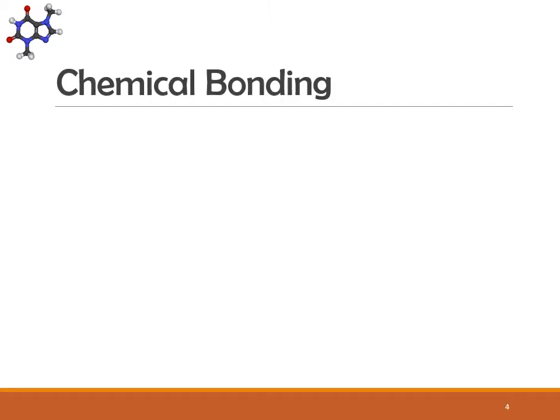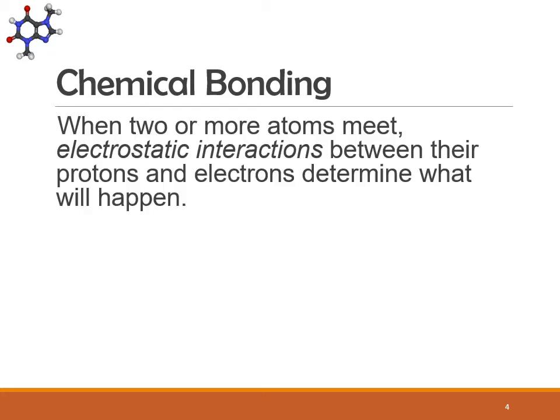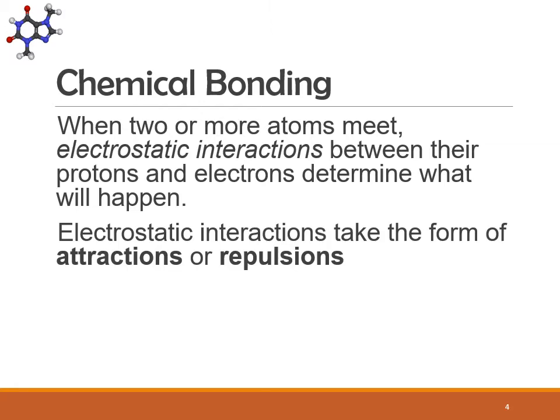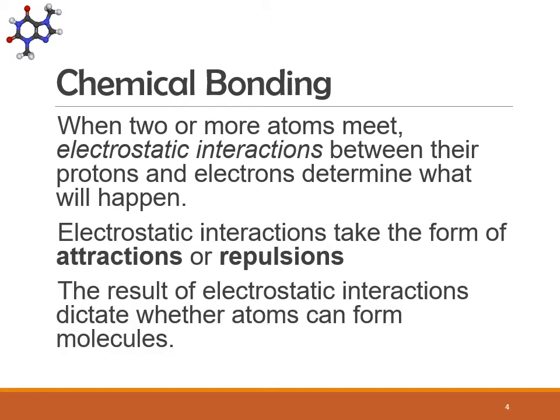Remember that all atoms carry charges, either positive or negative. The surface of atoms contains negatively charged electrons. The nucleus contains positively charged protons. The charges that atoms carry are responsible for creating electrostatic interactions among them. These interactions can be either attractive or repulsive. Electrostatic attractions or repulsions between atoms do not have the same strength. They can be either strong or weak. The results of these electrostatic interactions determine whether two or more atoms can bond to form molecules.